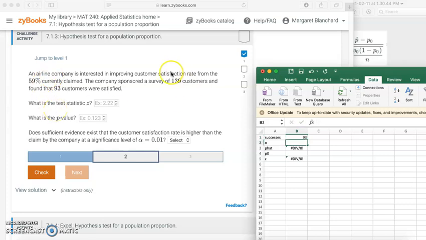The number of observations is the 139 that were surveyed, and our p hat is 0.59. So look, it already populated all that. It's kind of, like I said, handy to leave it all there. Now we need to find our p-value.